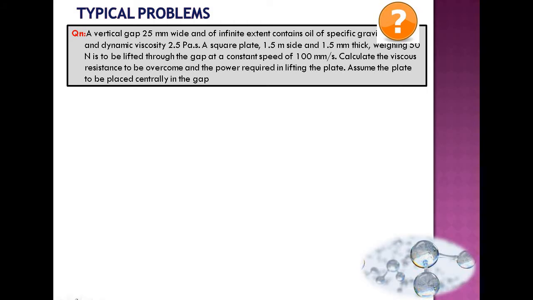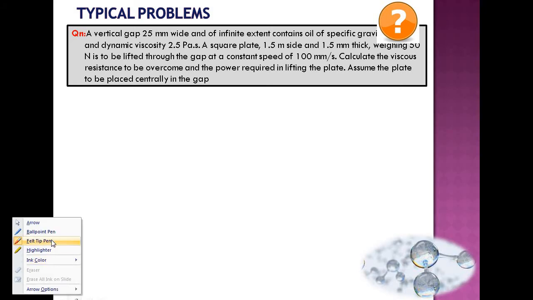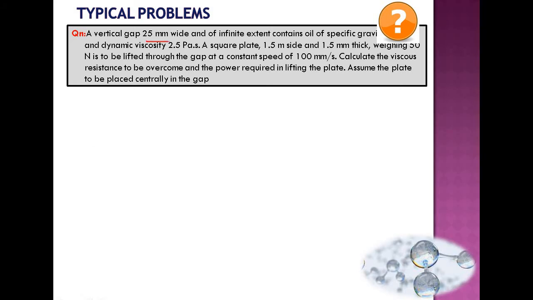So this is a typical problem in which you can use Newton's law of viscosity for getting its solution. So what is given there? You have a vertical gap 25 mm wide that contains oil, and there is a square plate of 1.5 millimeter thickness placed centrally in the gap, and it is lifting up through the gap. So what is the power required in lifting up the plate? That means what is the power required in overcoming the frictional resistance? Of course, the plate has got a weight of 50 newtons.